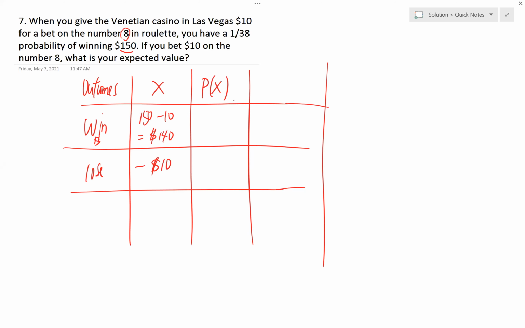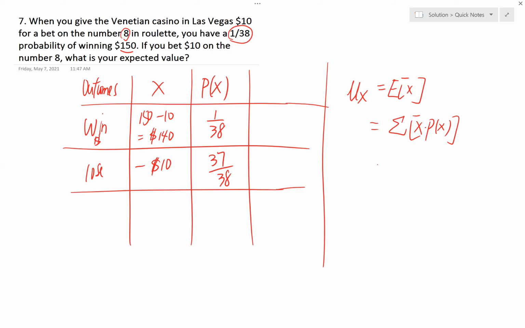And now you look at the probability associated with each one of these outcomes. For the winning case, you have a 1/38, 1 out of 38 chance of winning this game. So 1/38. Only one winning number out of total 38 numbers. For losing, there are 37 losing numbers, right? So it should be 37/38. Okay. And according to the expected value formula, so average outcome, right? Expected value is equal to the summation of X times P of X.